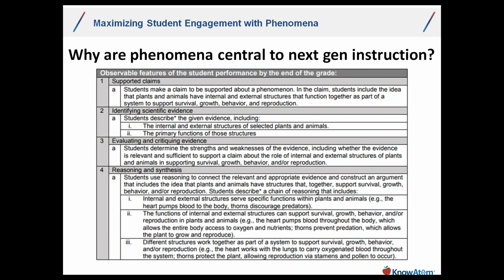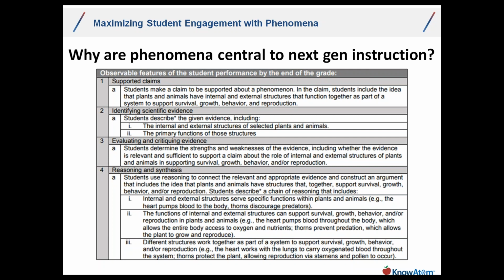And you see things like determining relevancy and whether the support is sufficient. Okay, and number 4, you see reasoning and synthesis. So a student is not only making a claim, gathering evidence, and using that evidence to evaluate and critique their own work and others', but they're actually doing all of this and reasoning in order to come to an evidence-based conclusion about something. So that's where you see under 4A in the subparts, students use reasoning to connect the relevant and appropriate evidence and construct an argument that includes the idea that plants and animals have structures and so on.